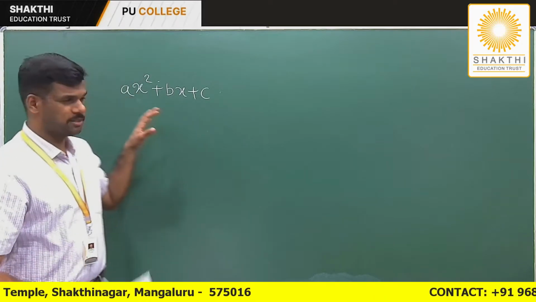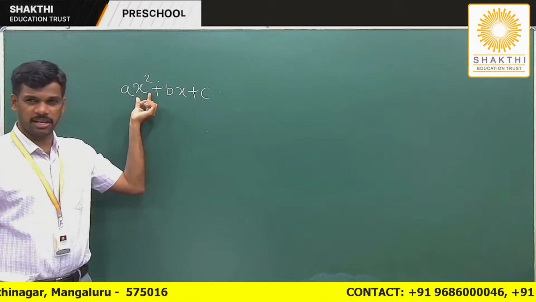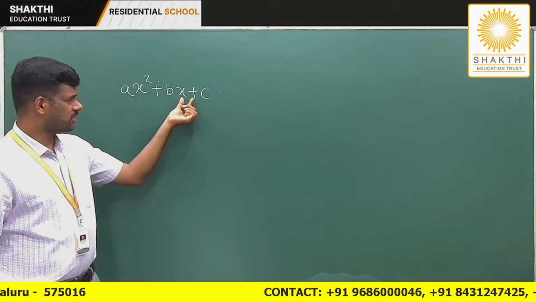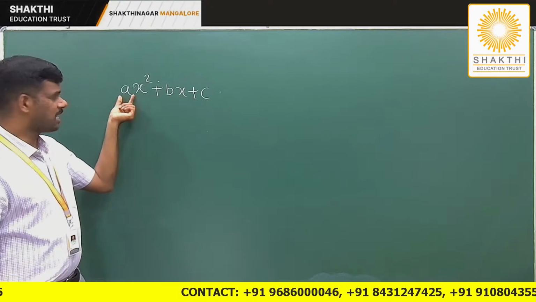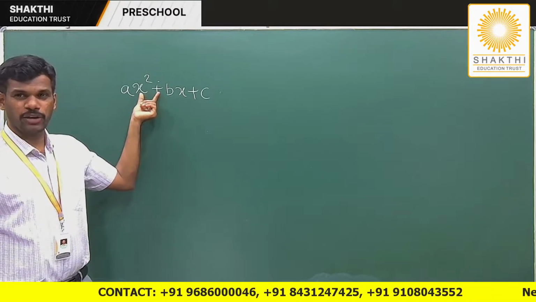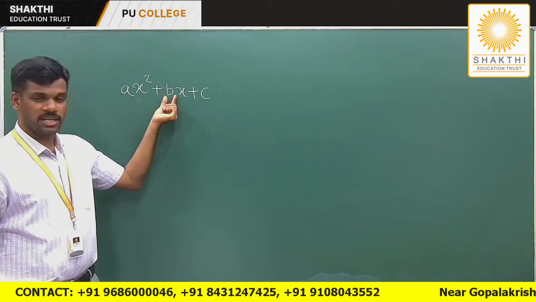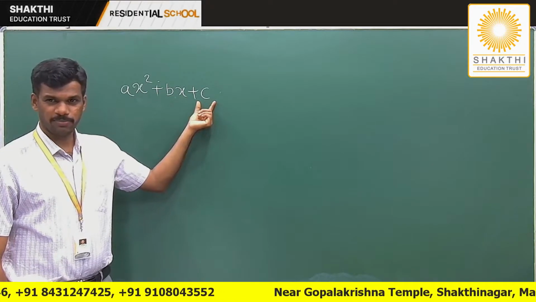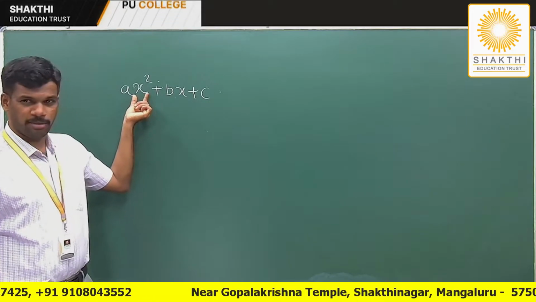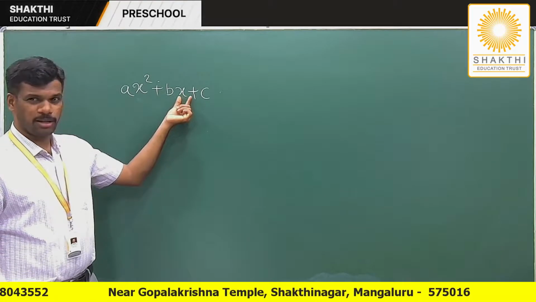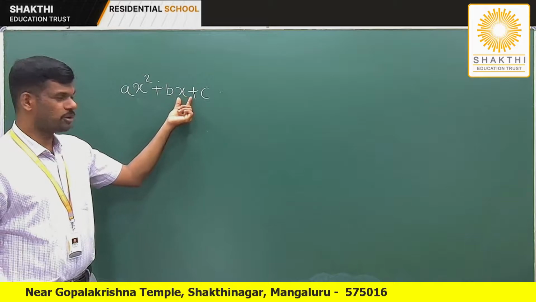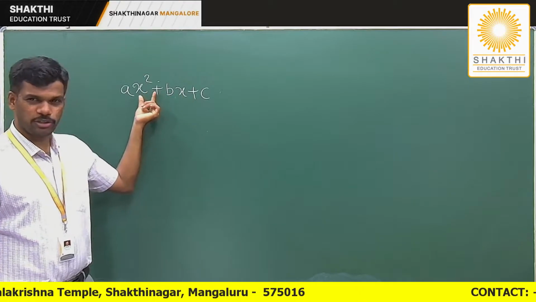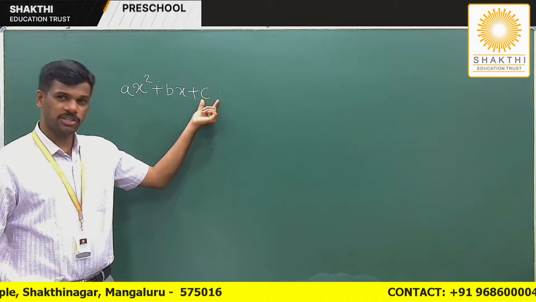A polynomial is the one where there is a variable. Say x is a variable here. Say a is the coefficient of x square, b is the coefficient of x and c is a constant. I repeat, x is a variable, b is the coefficient of x, a is the coefficient of x square and c is a constant.